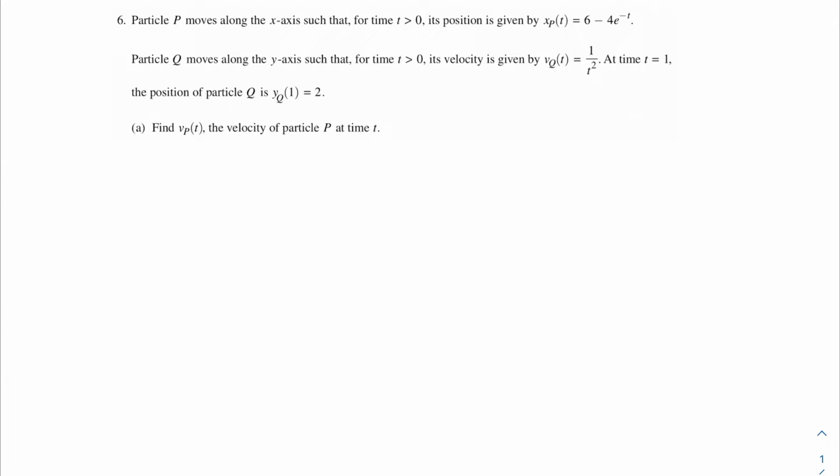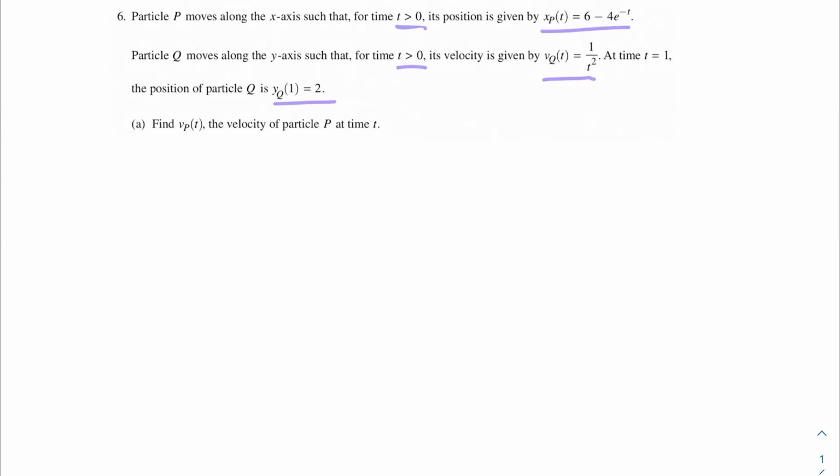Alright, in this problem, we're going to be talking about these particles. Particle P moves along the x-axis such that for time t greater than 0, its position is given by 6 minus 4e^(-t). Particle Q moves along the y-axis such that for time t greater than 0, its velocity is given by 1 over t squared. And at time t equals 1, the position of the particle is 2. This first problem asks us to find the velocity of particle P at time t.